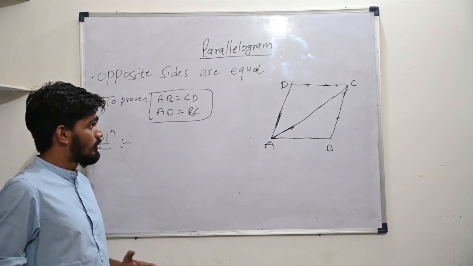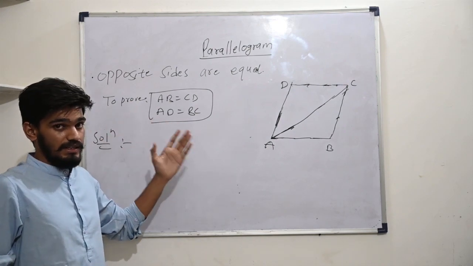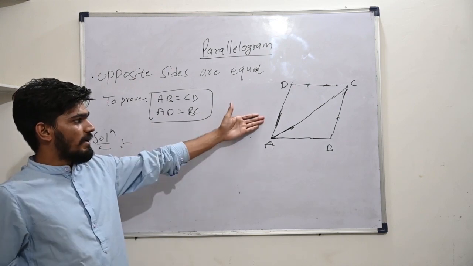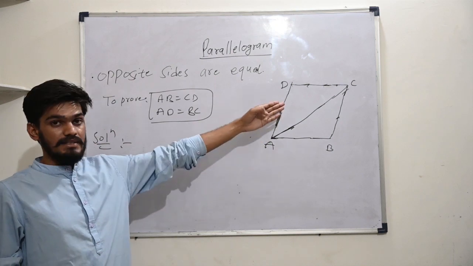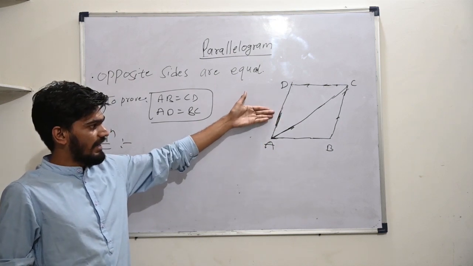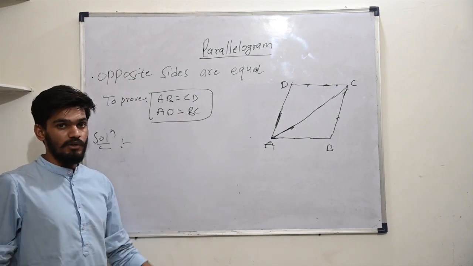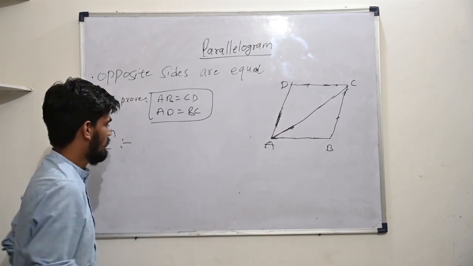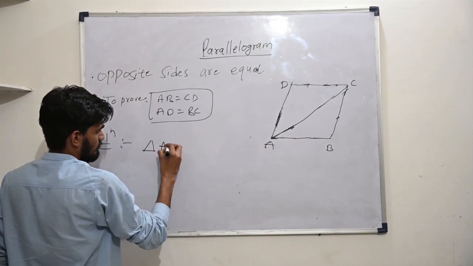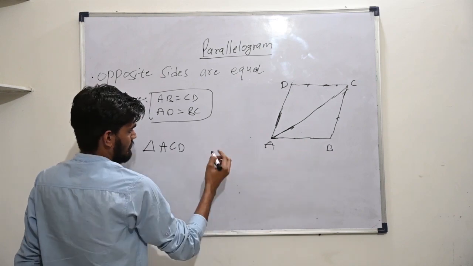Now we are going to prove the first property of parallelogram, which is that opposite sides of a parallelogram are equal. In this parallelogram ABCD, opposite sides are AB and CD, as well as AD and BC. We have to prove that these are equal. Okay, how are we going to prove it? Let's take triangle ACB and let's take triangle ABC.